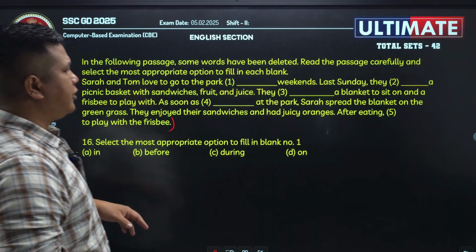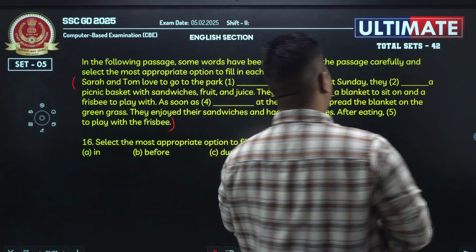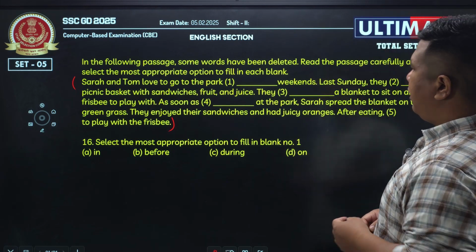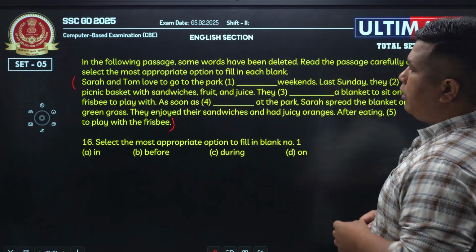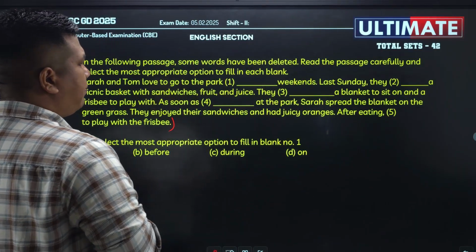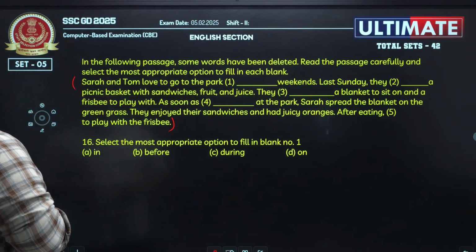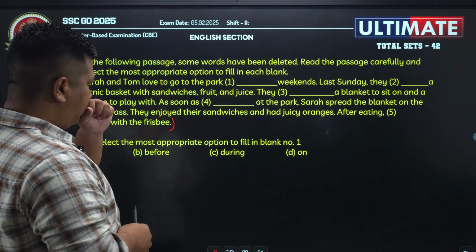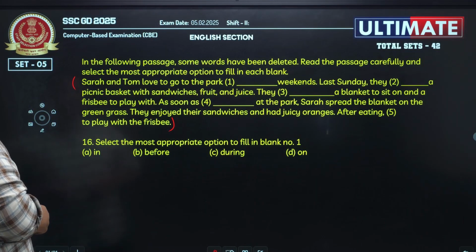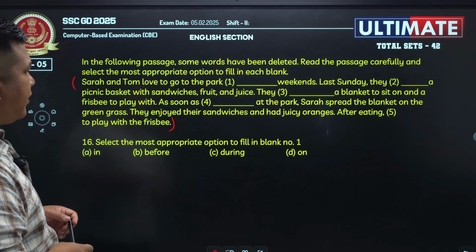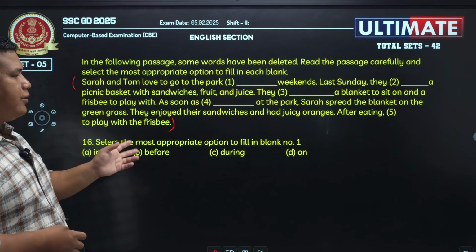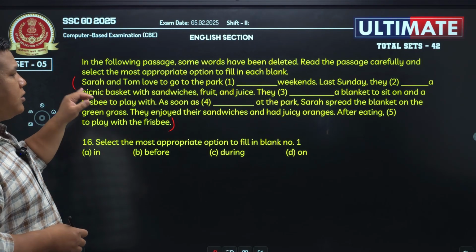Sarah and Tom love to go to the park weekends. Last Sunday, they packed a picnic basket with sandwiches, fruit, and juice. They brought a blanket to sit on and a frisbee to play with. As soon as they arrived at the park, Sarah spread the blanket on the green grass. They enjoyed their sandwiches and had juicy oranges. After eating, they decided to play with the frisbee. Very simple passage. A very simple one. So let's see the first blank.